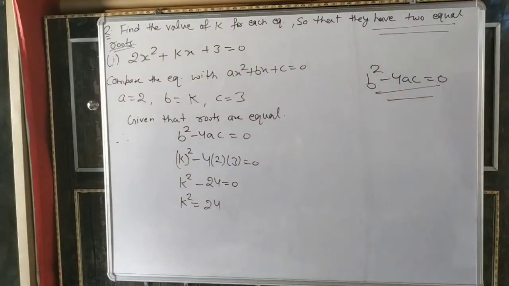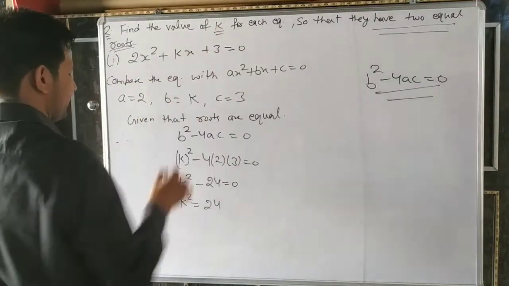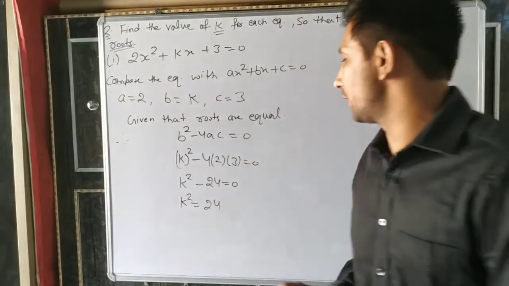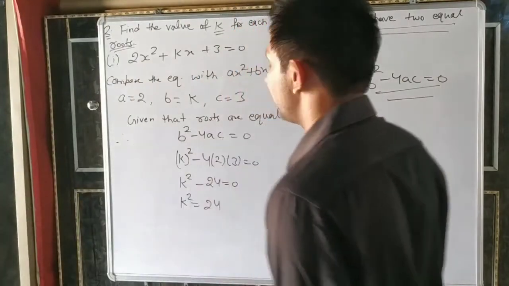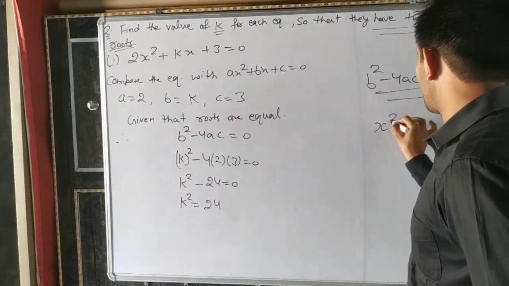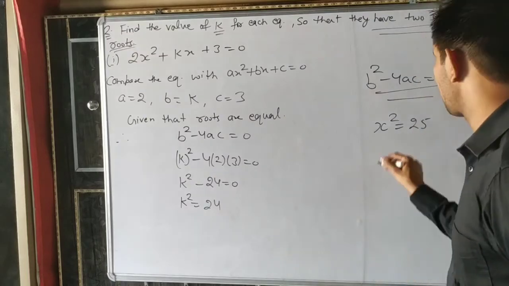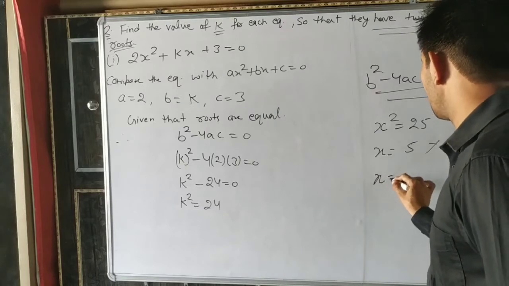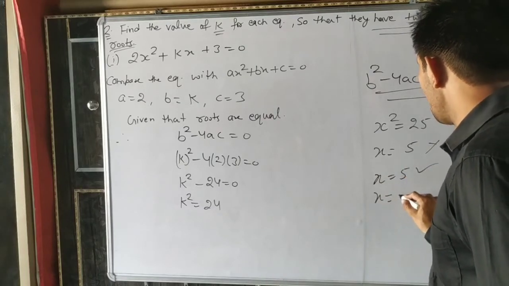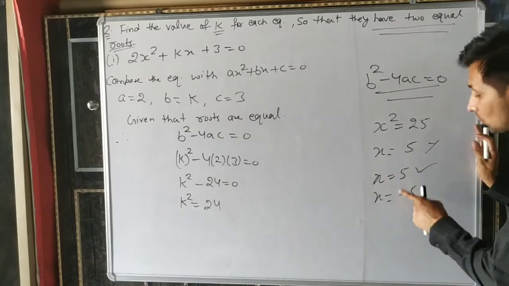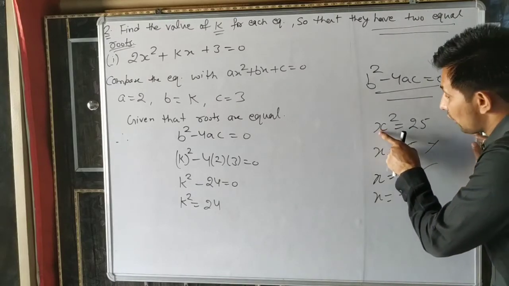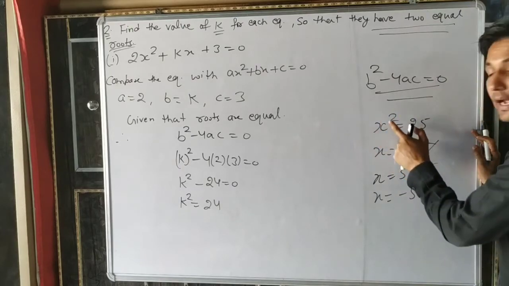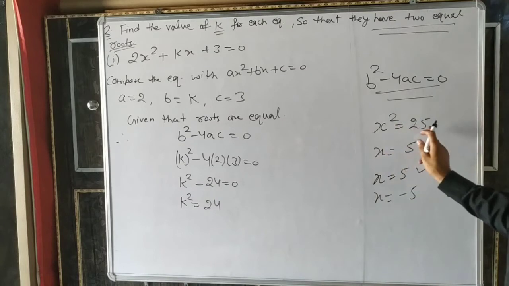And dear, what we have to find is the value of k, but this is the value of k square. So we have to take the square root of 24. And always remember dear, if I write here x square equal to 25, what is the value of x? Some students will say sir, 5. No, not only 5. x equal to 5 and also x equal to minus 5, because we have to take a number whose square is 25. 5 square is 25, minus 5 square is also 25.